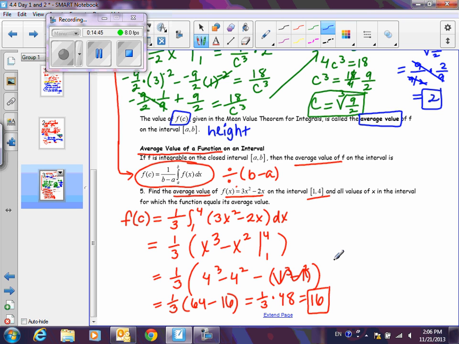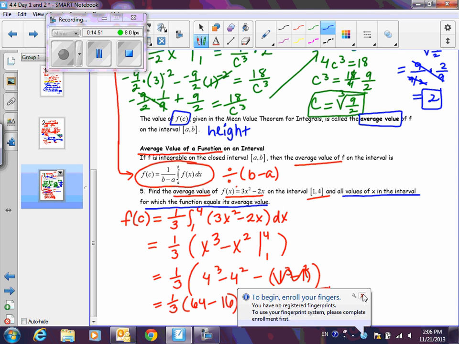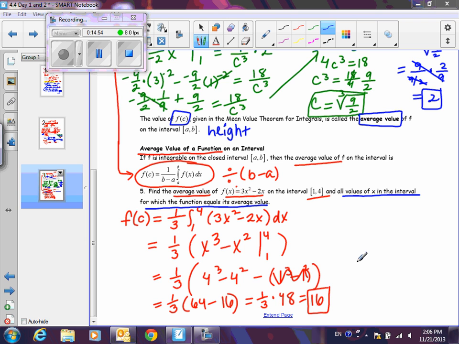Now the second part of this problem says to find all the values of x for which this function equals its average value. In other words, find c. If this is f of c, find c. So we're going to take our 3x squared minus 2x and let it equal 16, and we just have to solve for x. This is a quadratic. When all else fails, you have the quadratic formula. But what's the easier way to solve quadratics? Factoring. So I'm going to get everything on one side: 3x squared minus 2x minus 16 equals 0.